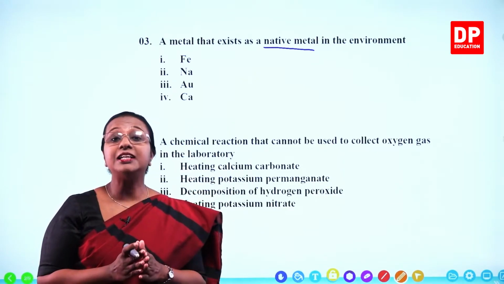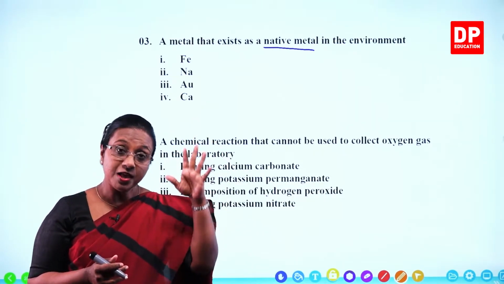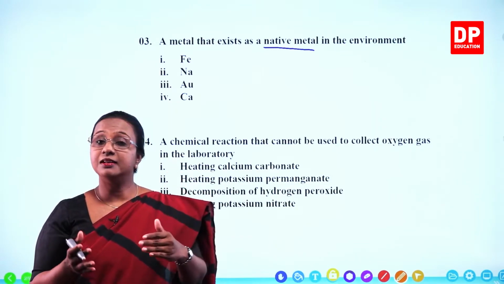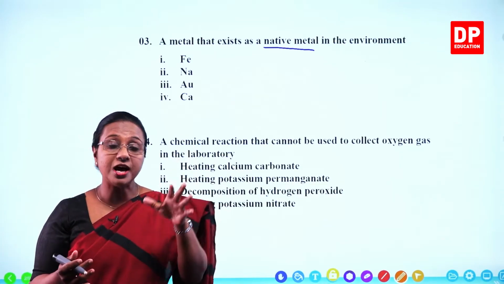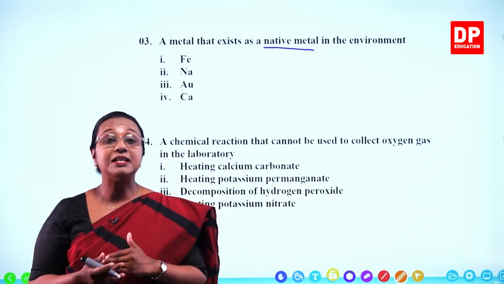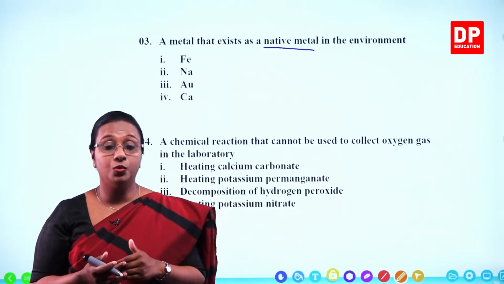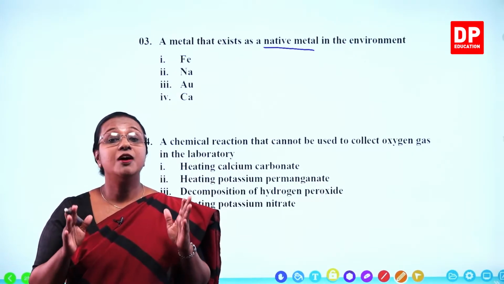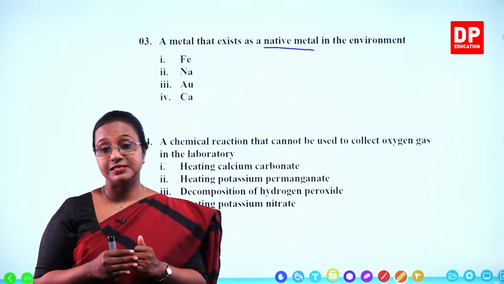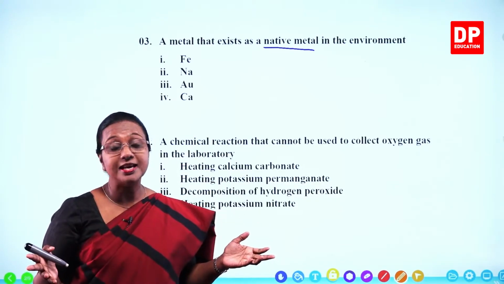If you take the activity series, we start with potassium, sodium, calcium, magnesium, very high reactivity. And in the middle, you have zinc, iron, tin, lead, copper. Those are moderately reactive metals. Whereas the metals at the bottom of the activity series, silver, platinum, gold, have very low reactivity and therefore they exist as metals in nature. We call them native metals. They don't exist as compounds.